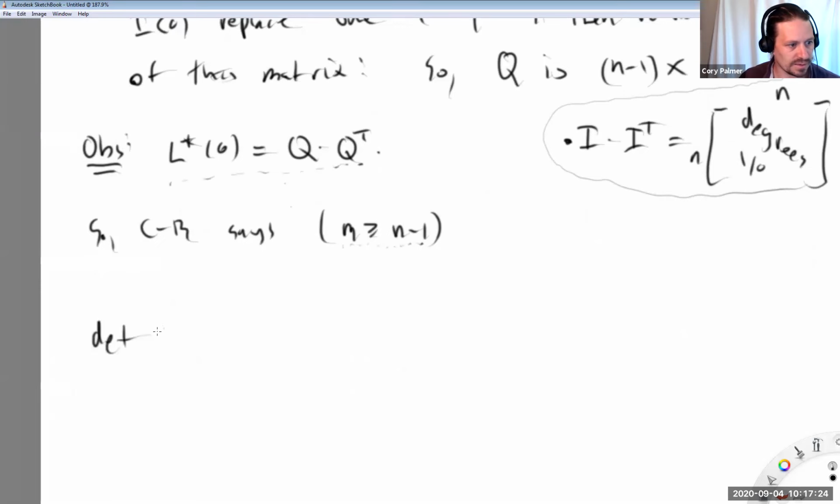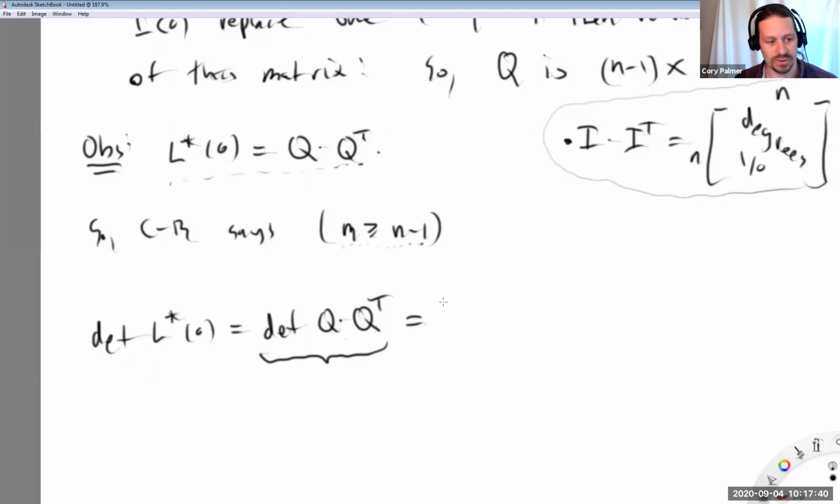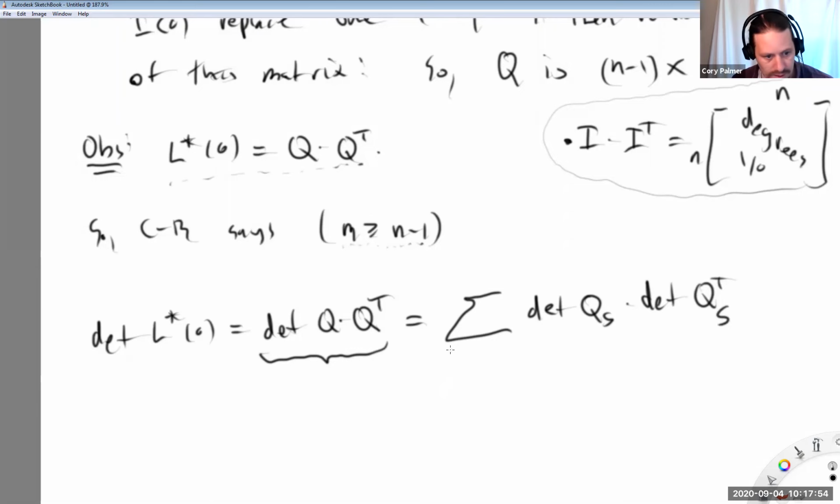So Cauchy-Binet then says the determinant of L star G is just the determinant of Q Q transpose. That's not Cauchy-Binet, that's just an identity, right? I'm replacing L star with Q Q transpose. But now Cauchy-Binet applies to this because I'm asking for the determinant of a product of two matrices. And so this sum, this is easy to flub here, is going to be the determinant of Q sub S times the determinant of Q transpose sub S, and S is going to be indexed from the larger of the two values, so among 1 up to m.